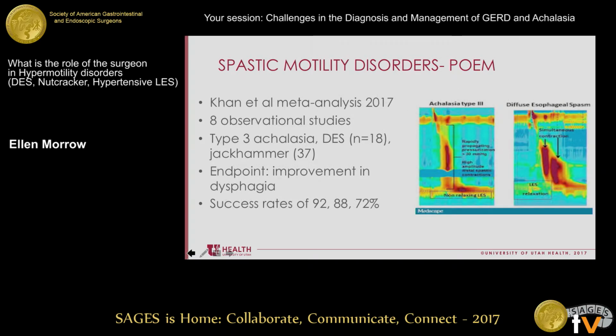And then there has been a meta-analysis published this year, which no doubt includes data from the studies that I just went over. This combines 8 observational studies that have been reported looking at, again, type 3 achalasia, DES, and jackhammer. So you can see the total N there for the meta-analysis of these rare disorders. And the endpoint that they were able to report was improvement in dysphagia. In this meta-analysis, they were not able to report on chest pain, since presumably not all of these studies had included those data. But they found for dysphagia that the success rates for these disorders respectively were 92, 88, and 72%.